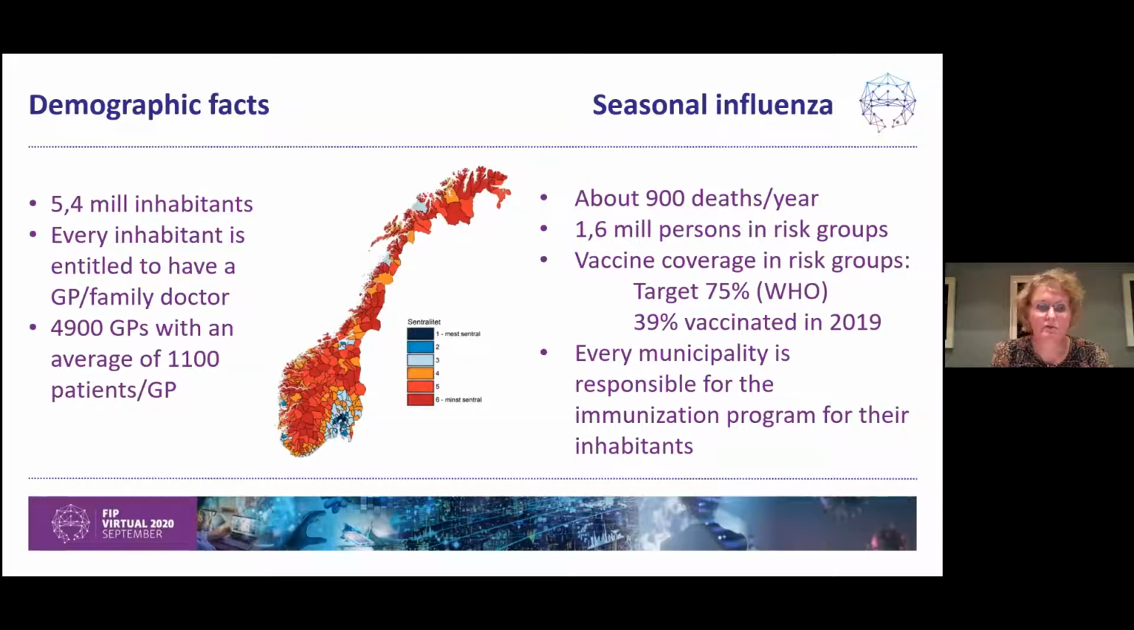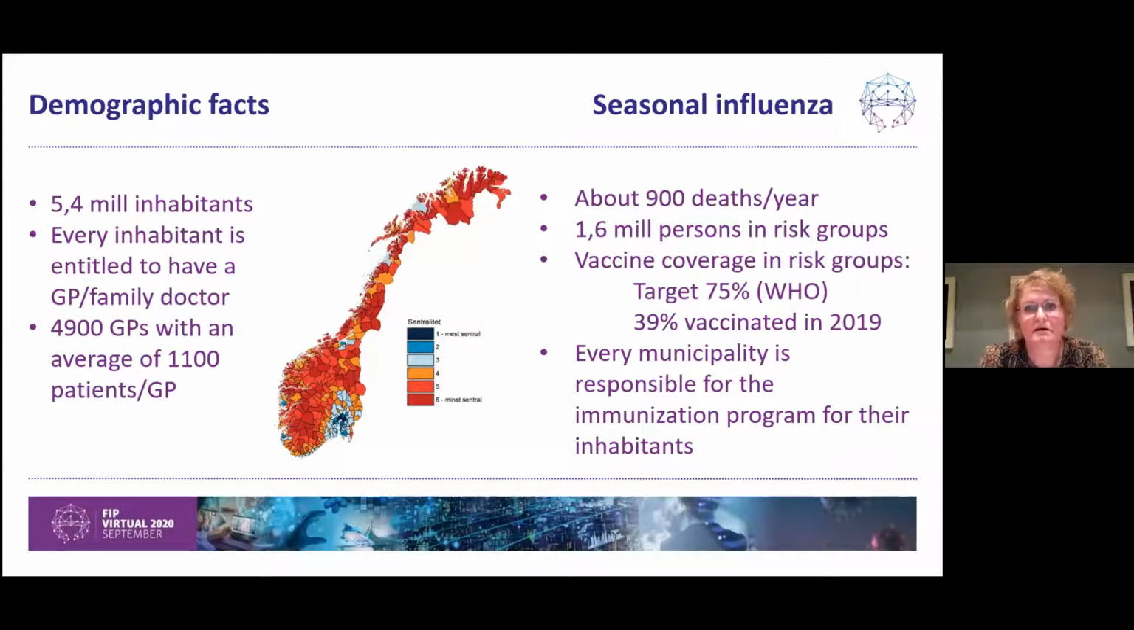In the next slide, you see some demographic facts about our country. We are only 5.4 million inhabitants, and every inhabitant is entitled to have 1 GP. And every GP in the country has, on average, 1,100 patients. They also have a contract with the municipalities, so it's a regulated system.